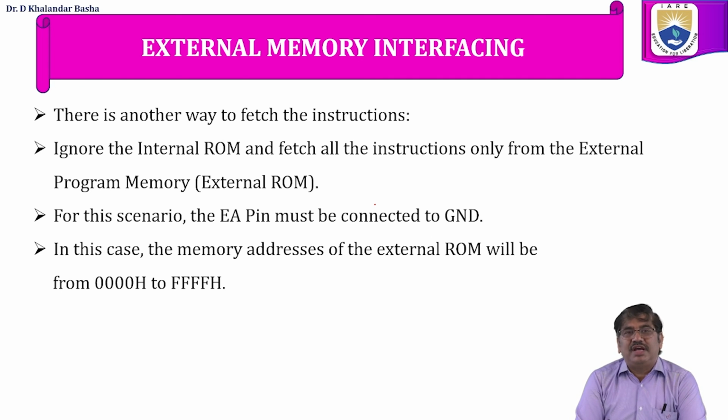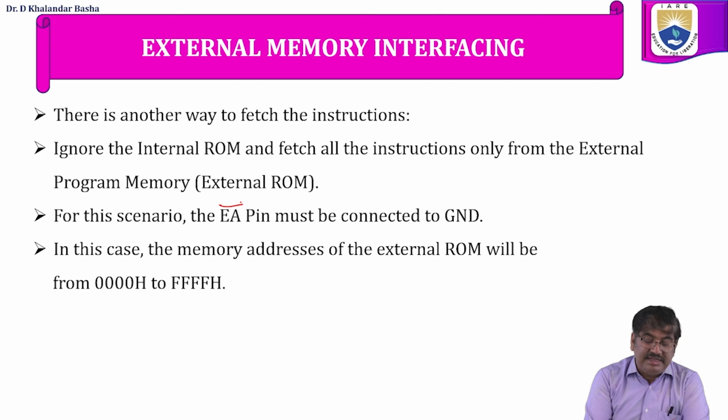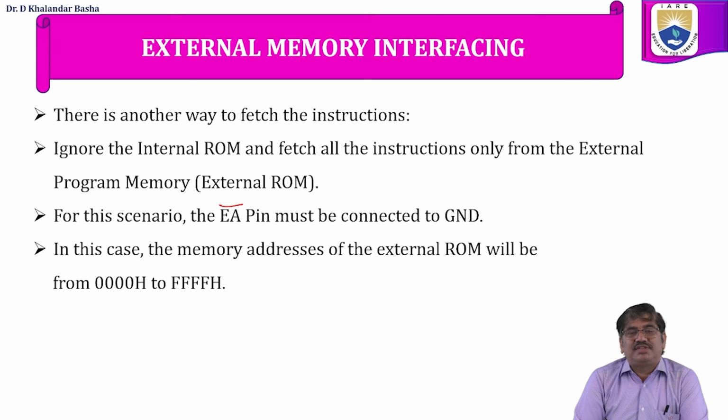Ignore the internal ROM and fetch the instructions from the external program memory only. So in this scenario, the external access EA pin must be connected to ground. So in this case, the memory address for the external ROM is from 0000H to FFFFH.